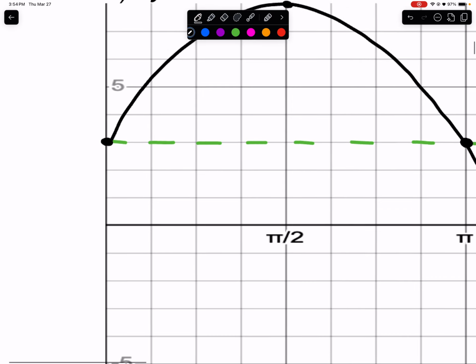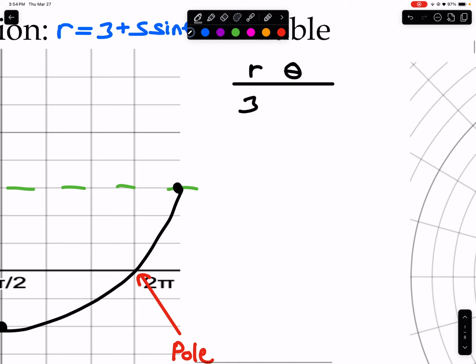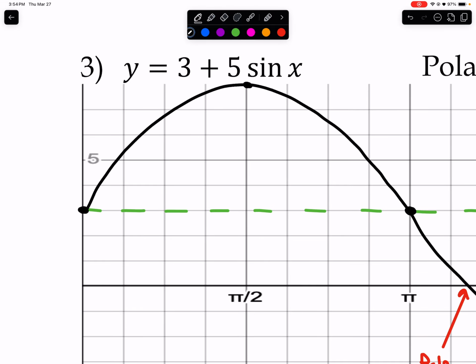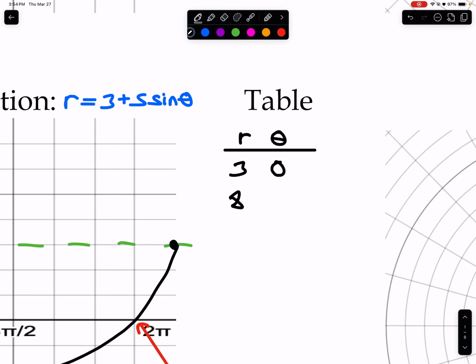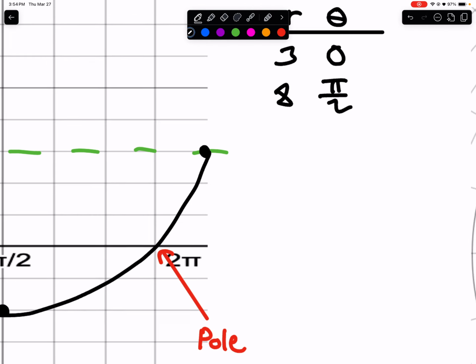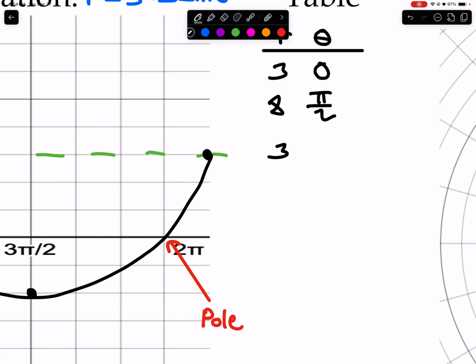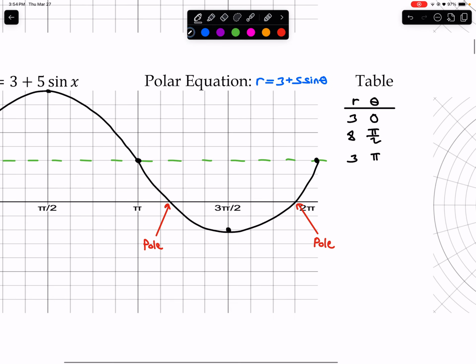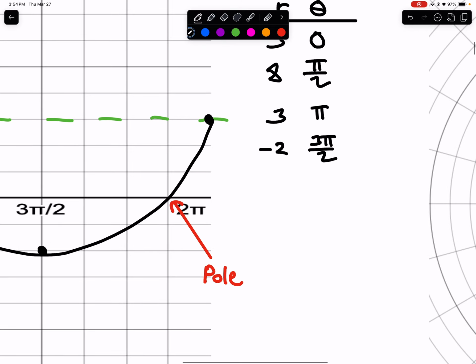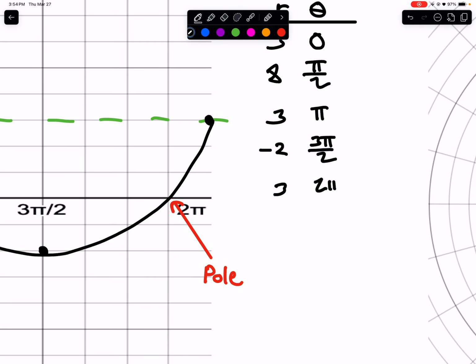So now when I write my points, this point right here would be 0, 3, which means I'm going to go a distance of 3 in the direction of 0 degrees. And then for the next one, I'm going to have pi over 2, 8. So I'm going to go a distance of 8 in the direction of pi over 2. And then for the next point, I have 3, pi, which means I'm going to go 3 in the direction of pi. And then I have the point 3 pi over 2, negative 2, which means I'm going to go a distance of negative 2 in the direction of 3 pi over 2. And then I have a value of 3 in the direction of 2 pi.